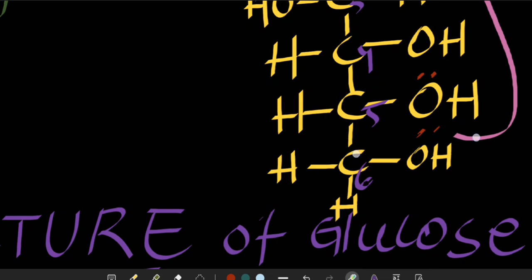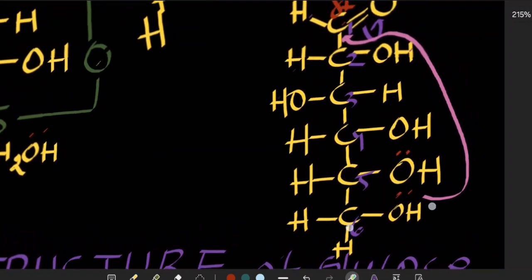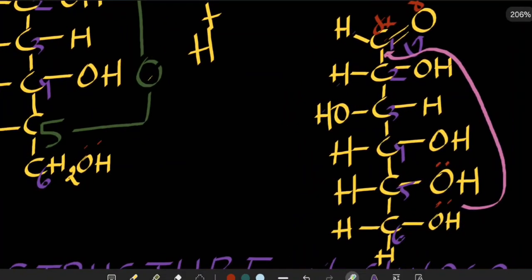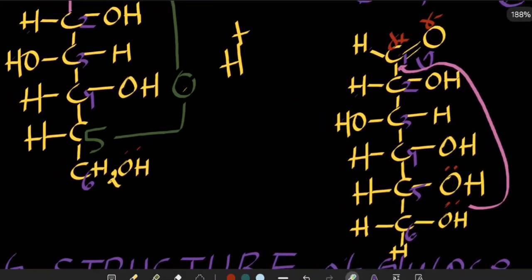So the reason why we are taking carbon number 5 to determine whether it's a D or an L structure is because the last chiral carbon present in the linear structure of glucose is actually the 5th carbon. So therefore we take the chiral carbon which is farthest from the aldehyde group. So this is the reason why we take this carbon for the D or L configuration.